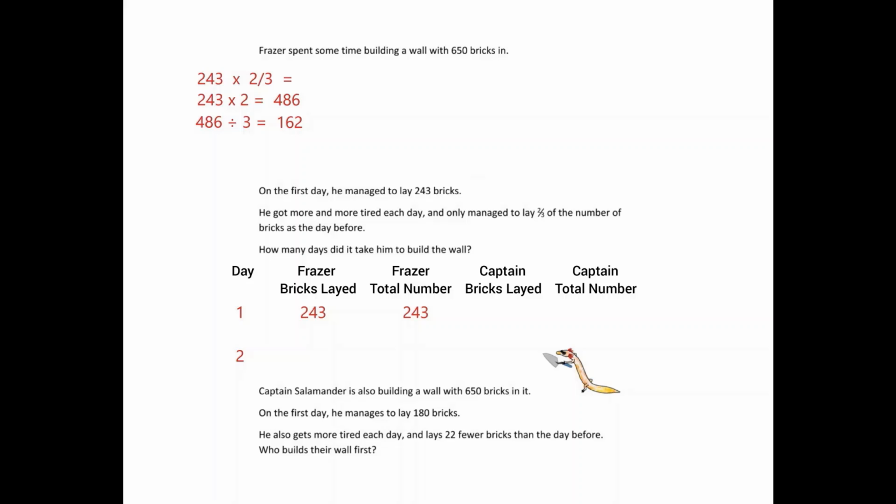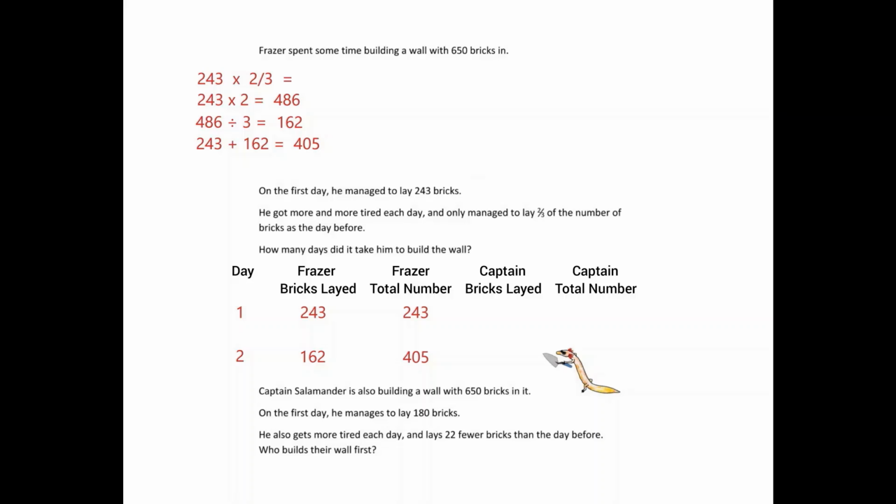162 bricks. Okay, now his total number for the first 2 days is, now what you're going to do is take the 243 total number from day one, add that to the 162 for day two, and then you get an answer of 405 total number of bricks put down for day two. Okay, and that's what you're going to do for Fraser here. Okay, you're just going to continue on and do that until you answer the question of how many days did it take him to build a wall with 650 bricks.